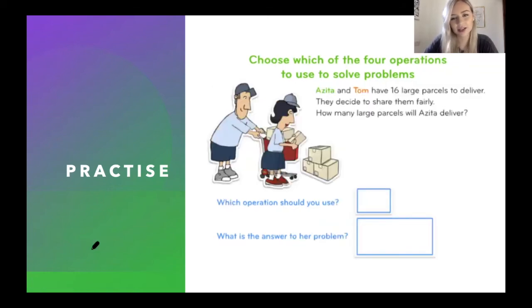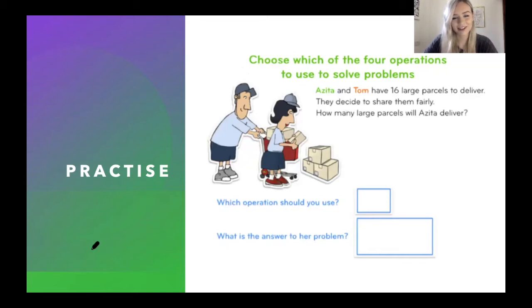The next question says, choose which of the 4 operations to use to solve problems. Azita and Tom have 16 large parcels to deliver. They decide to share them fairly. How many large parcels will Azita deliver? Pause the video here to work out which operation you should use and what the answer is to this problem.